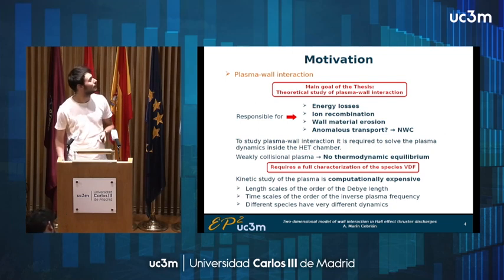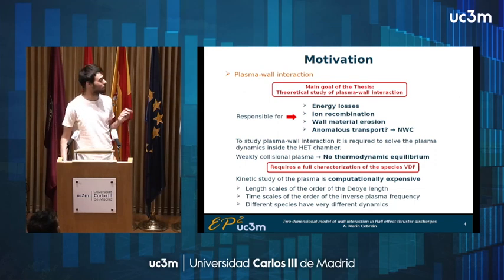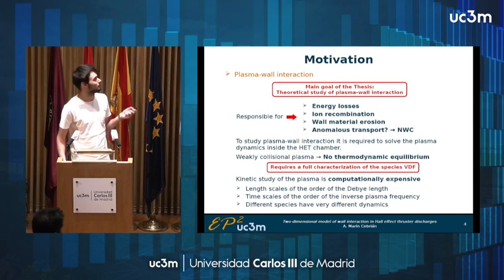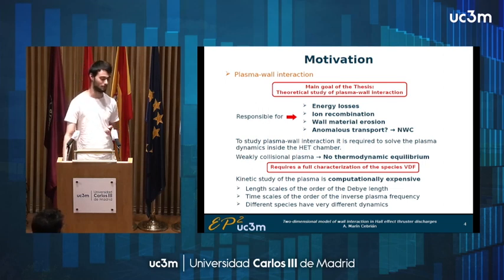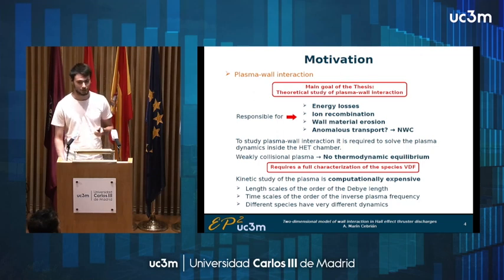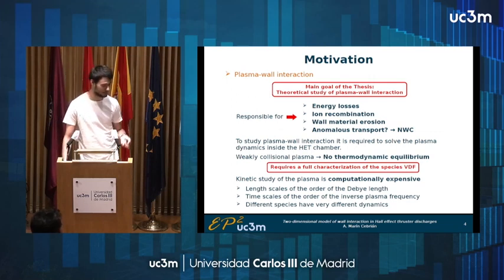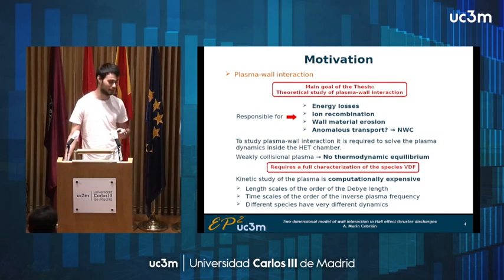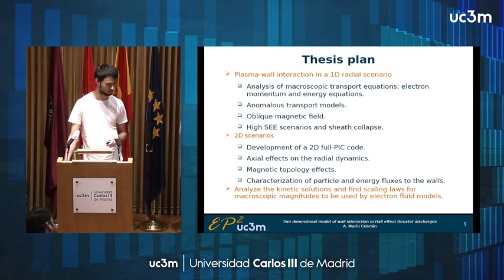So in order to study this problem of plasma wall interaction, we have to solve the dynamics of the plasma inside the Hall effect thruster chamber. What happens is that the plasma inside the chamber is weakly collisional, so we don't have thermodynamic equilibrium. Then we require a full characterization of the different species' velocity distribution function. This requires a kinetic study of the plasma, which is very computationally expensive because of the very small length scales, time scales, and the very different dynamics of the different species.